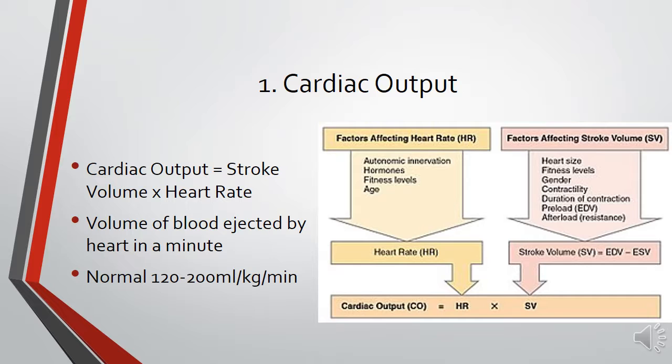That is your stroke volume times your heart rate. That's the volume of blood ejected by the heart in 1 minute. Normal is 120 to 200 milliliters per kilogram per minute.